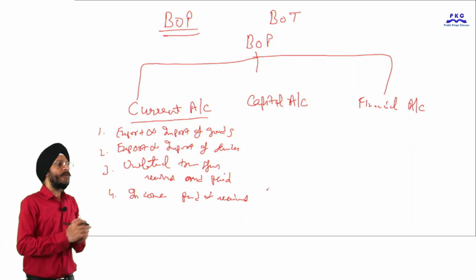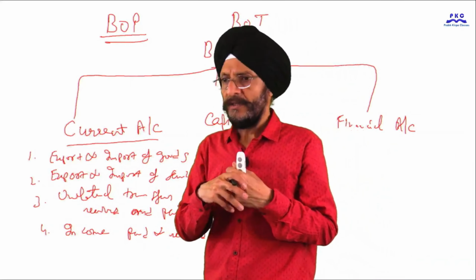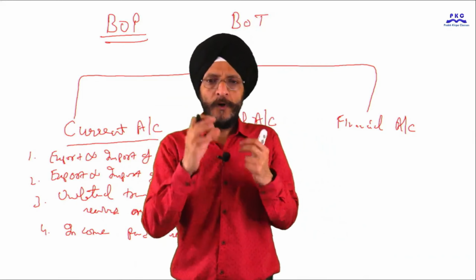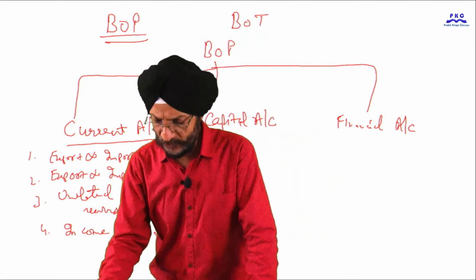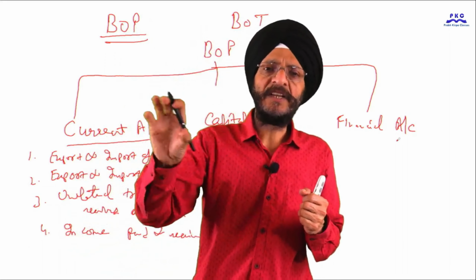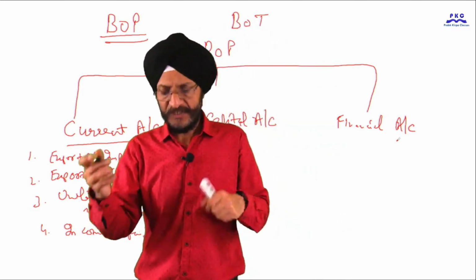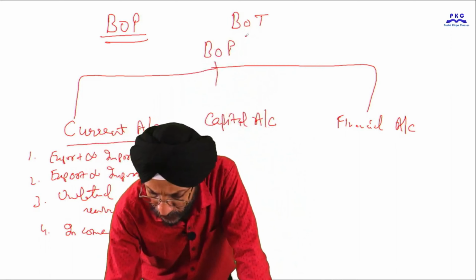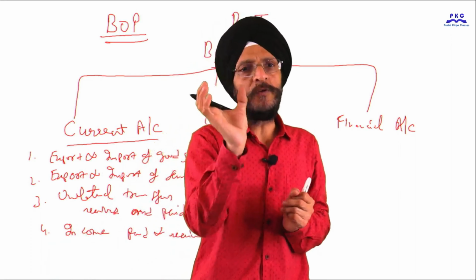In the capital account, we take into account the transactions related to acquiring or disposal of non-produced, non-financial assets and capital transfers. In the case of the financial account, we record transactions pertaining to foreign portfolio investment, and there is also the official reserve account. We will discuss all this in detail. Now we concentrate on BOT. Here we have had an overview of balance of payment.